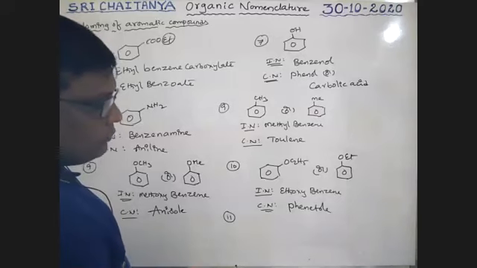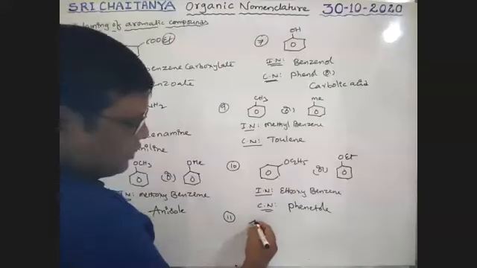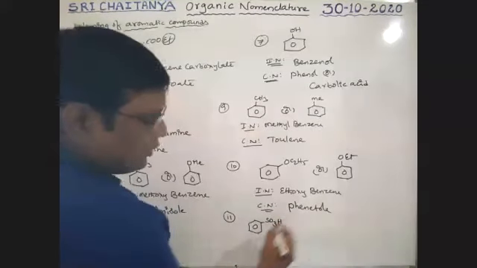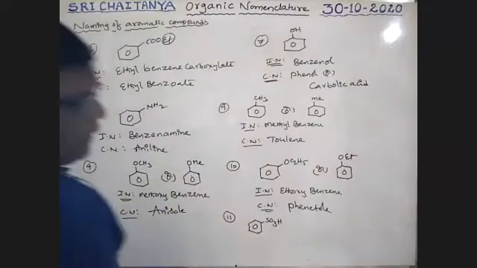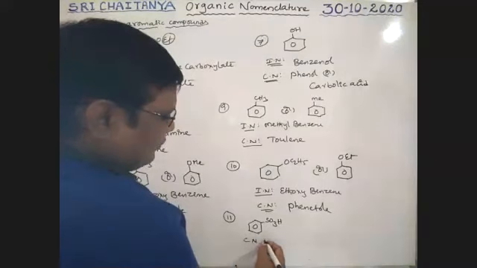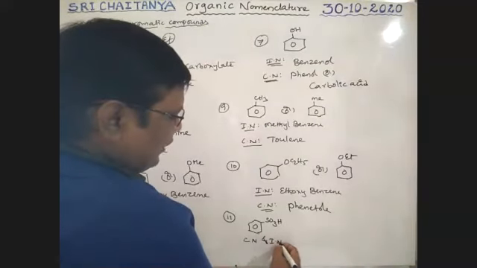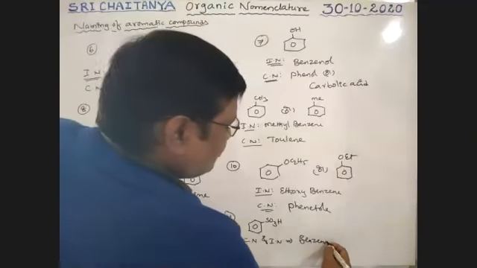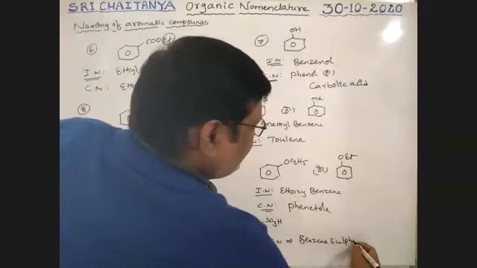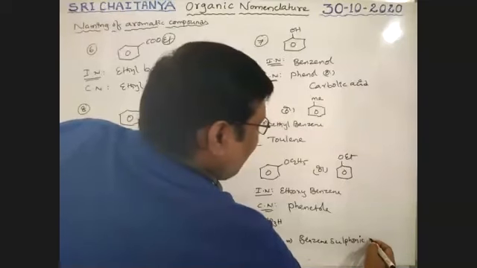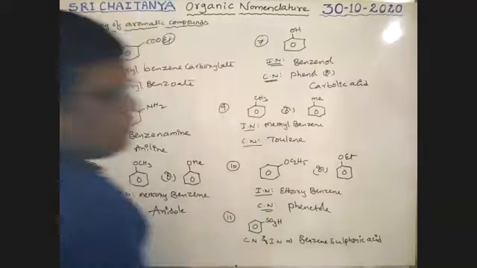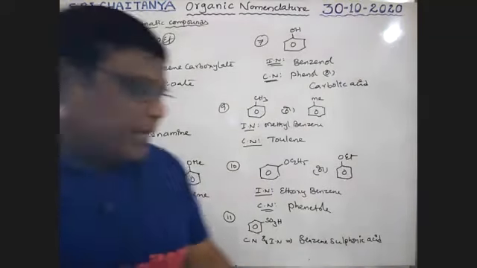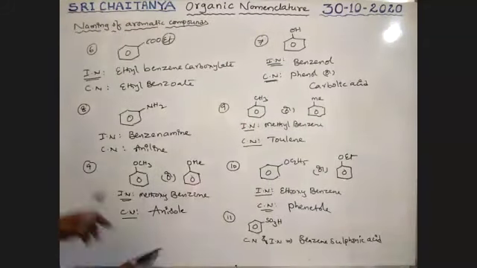That is, when benzene is connected with SO3H. The common name and IUPAC name are both the same. It is benzene sulfonic acid. Boys, please keep in mind, all these are important. So benzene sulfonic acid.